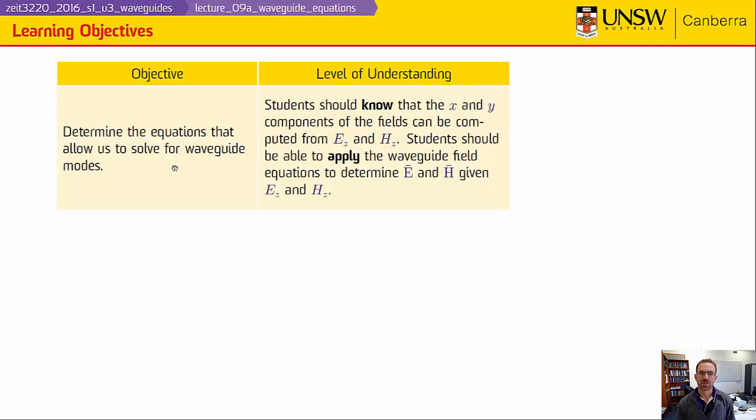The main objective is that you should know that the x and y components of the field, so E sub x, E sub y, H sub x, and H sub y, can be computed if you have solved for the z components of the fields. And what you need to be able to do is apply this knowledge to solve for TE and TM modes. For TE modes, we will solve for H sub z, and then we'll compute the other field quantities, and vice versa for TM modes. There aren't going to be any specific tutorial problems for this lecture, but the tools here are going to be used in each of the lectures for the rest of the semester.